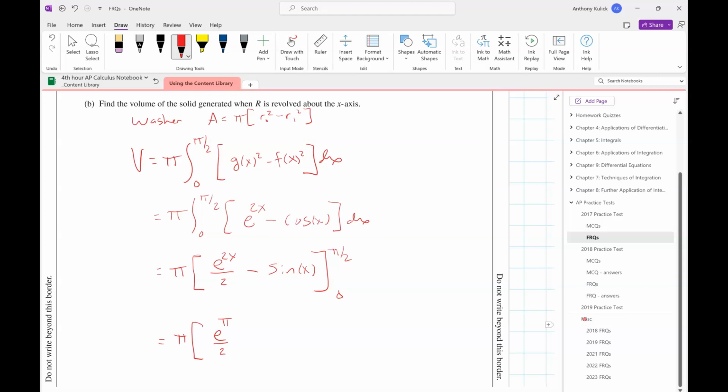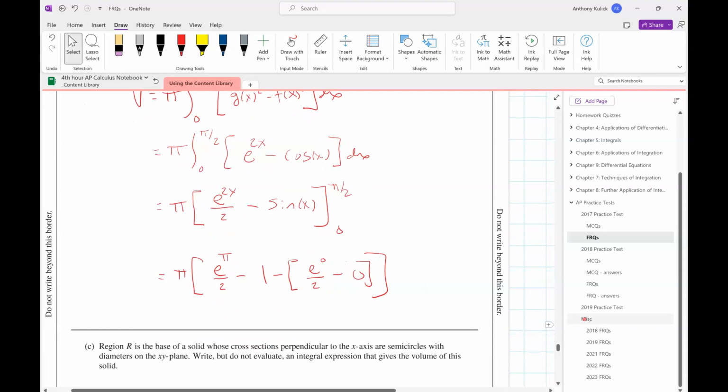So if I plug in the pi over 2, what is sine of pi over 2? And sine of 0 is? That should be enough. You shouldn't have to go further than that. If you wanted to, you'd have e to the pi over 2 minus 3 over 2. Oops, with the pi still out front.